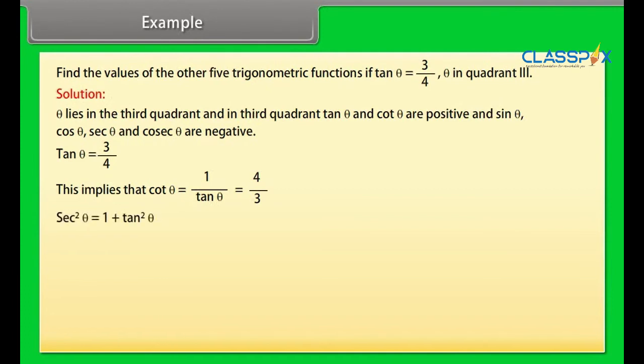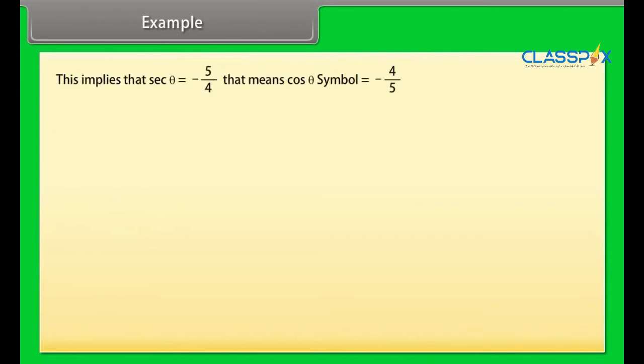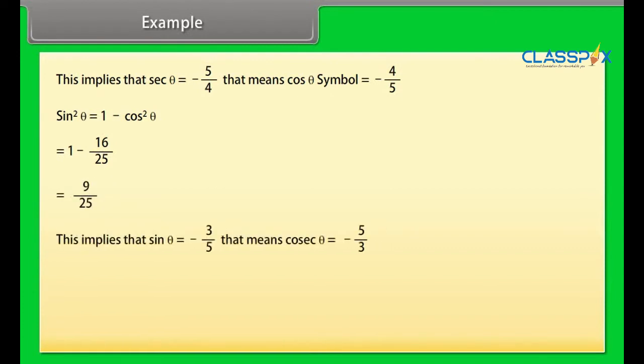Sec square theta is equal to 1 plus tan square theta, which is 1 plus (3 by 4) whole square, equal to 1 plus 9 by 16, equal to 25 by 16. This implies that sec theta is equal to minus 5 by 4. That means cos theta is equal to minus 4 by 5. Sin square theta is equal to 1 minus cos square theta, which is 1 minus 16 by 25, equal to 9 by 25. This implies that sin theta is equal to minus 3 by 5. That means cosec theta is equal to minus 5 by 3.